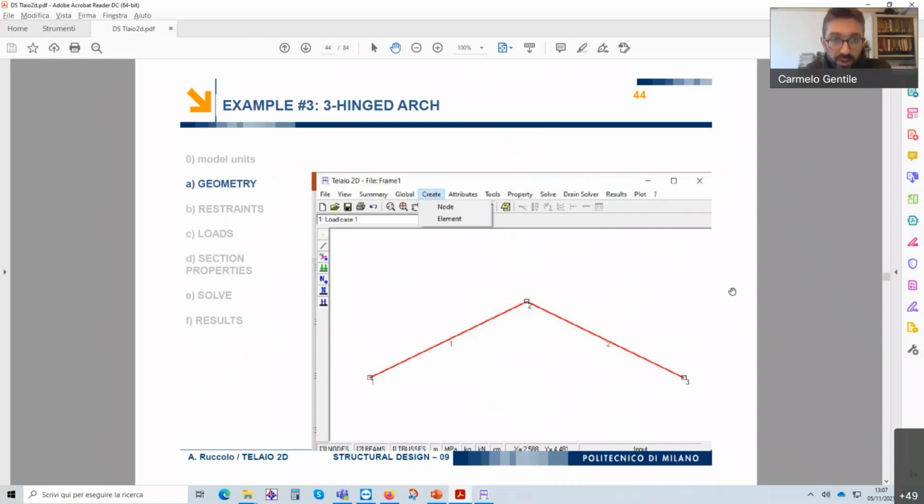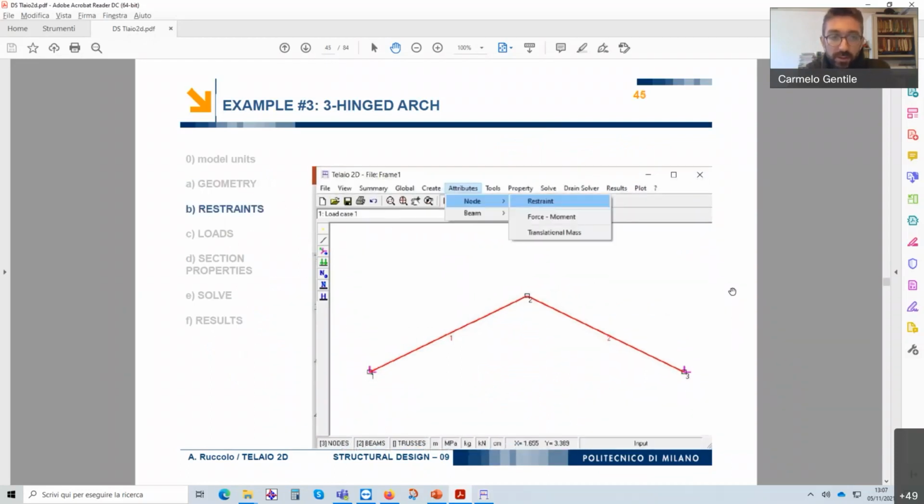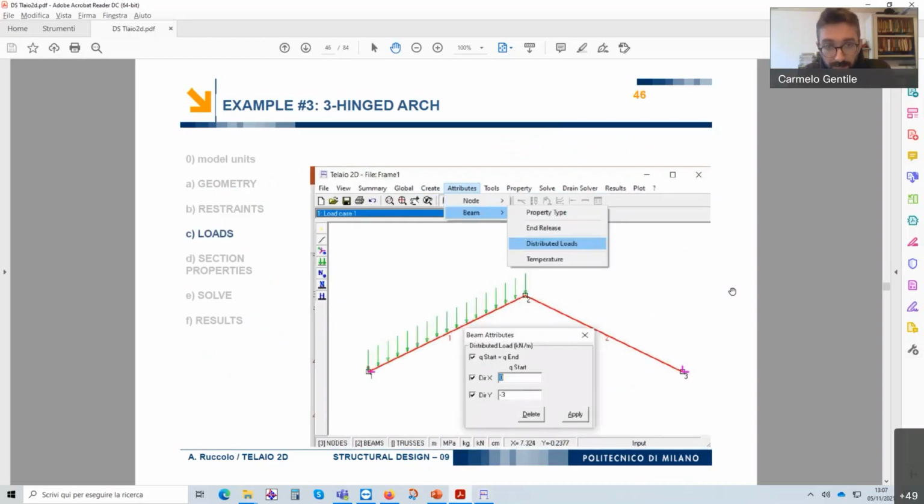This is how you create geometry, nodes, elements, restraints. Restraints are attributes of the node because they are punctual. Then the load, in this case, is a distributed load, so it is no longer an attribute of nodes, but it is an attribute of the beam. And here we have the window that appears where you can specify the direction and intensity of the load.